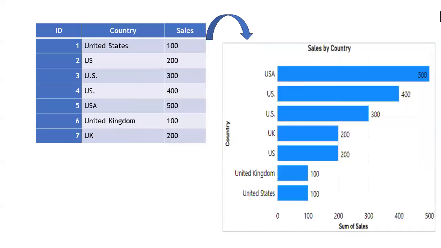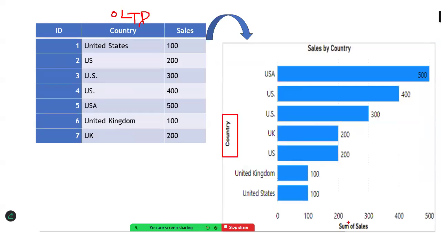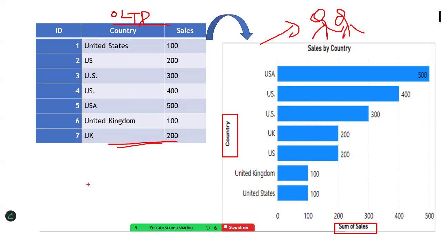Now let's go to the next slide and understand what is the problem with unstructured data. I'm using the OLTP to create the visual report. I'm showing country-wise sales. Using this OLTP table, I created a visual and shared it with my company people. When I shared this visual, they said this visual is wrong. Why is this visual wrong?